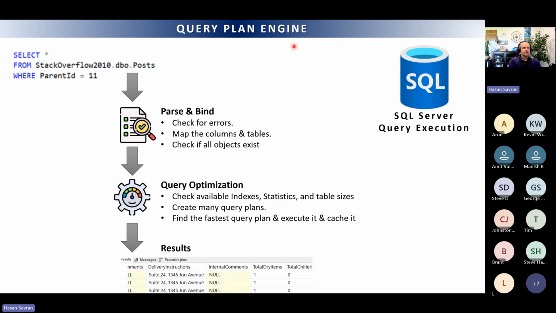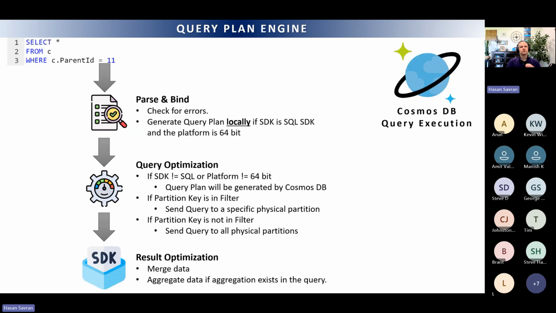When we compare this to Cosmos DB, it's similar. At the end, it's a database, but there are a couple of changes. So that's the query for Cosmos DB. We are still looking at the same posts container, which we call c this time, and parent ID is 11. The parse and bind is there, but there's not much to check because SQL Server has a schema and Cosmos DB does not, so we don't check much about the columns and other stuff here. But we are going to check if the select statement is correct.